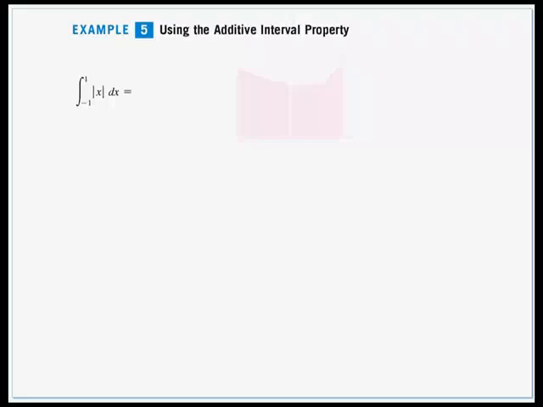So, example 5. Let's use that additive property, the additive interval property. So, again, I'm going to need xy axes here. We're looking at the integral from negative 1 to 1 of the absolute value of x times dx. Okay, what does the absolute value of x function look like? Do you remember that from pre-calculus?